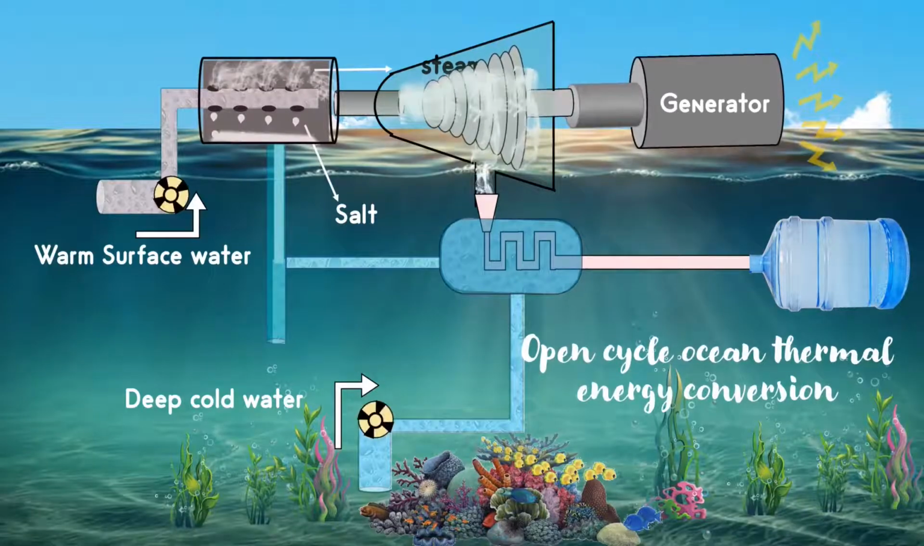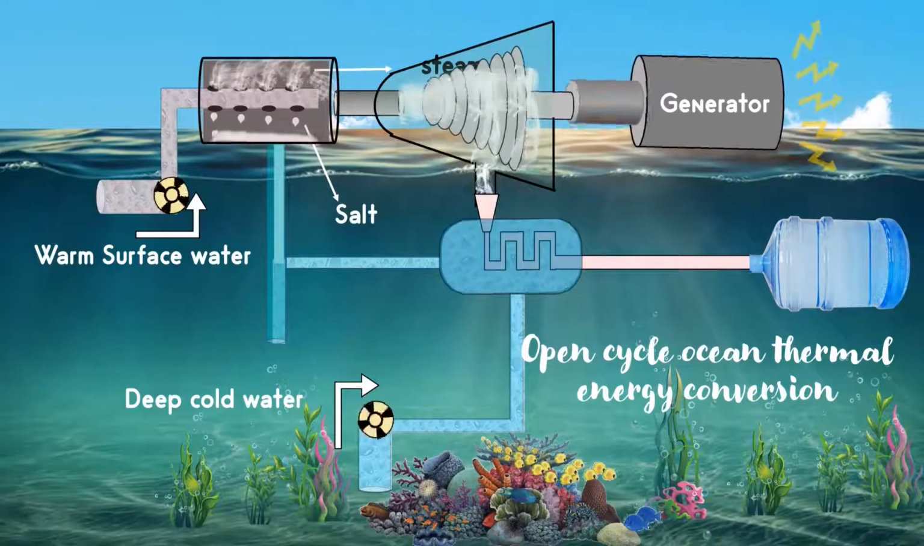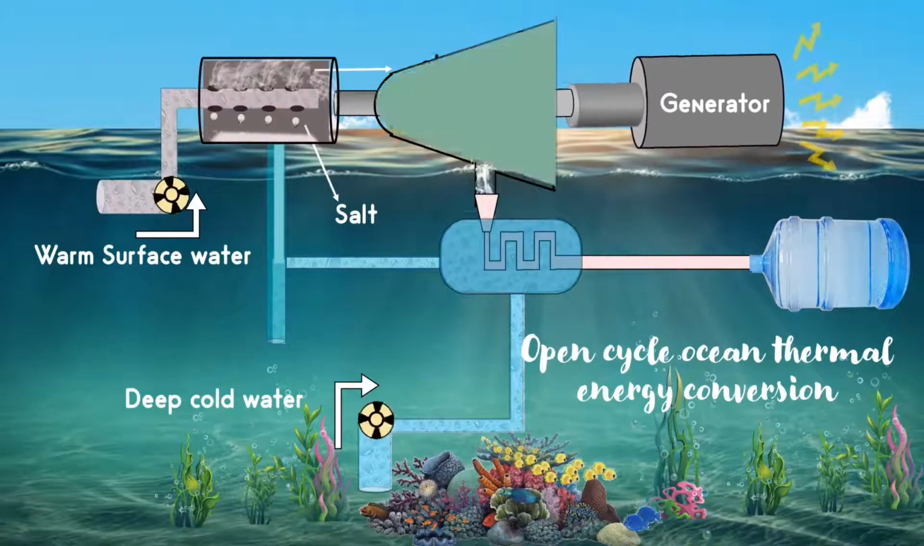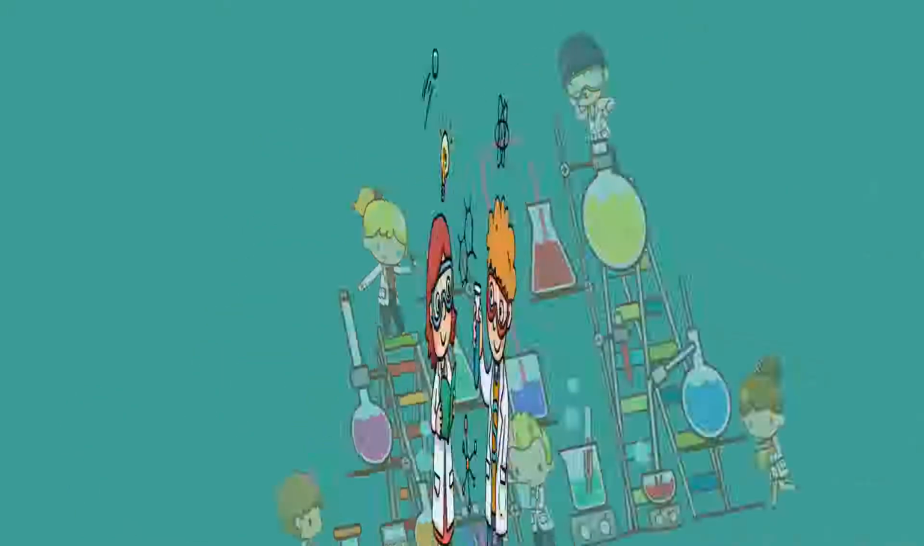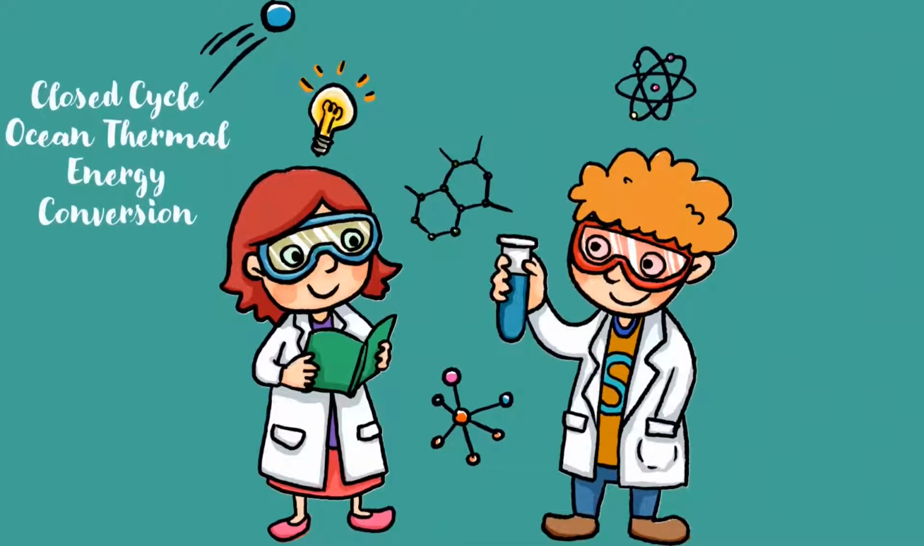As I said earlier, here the low pressure steam is used. So we need a low pressure turbine for this system. But the problem here is the size of those low pressure turbines will be very large. Several engineers worked on finding a solution to this problem. That's when they found the closed loop ocean thermal energy conversion. Let's see how this works.